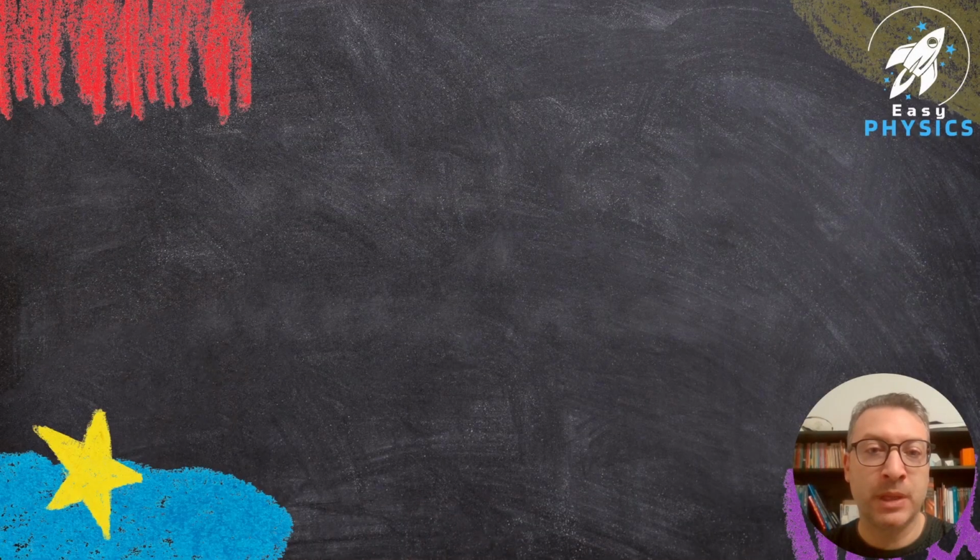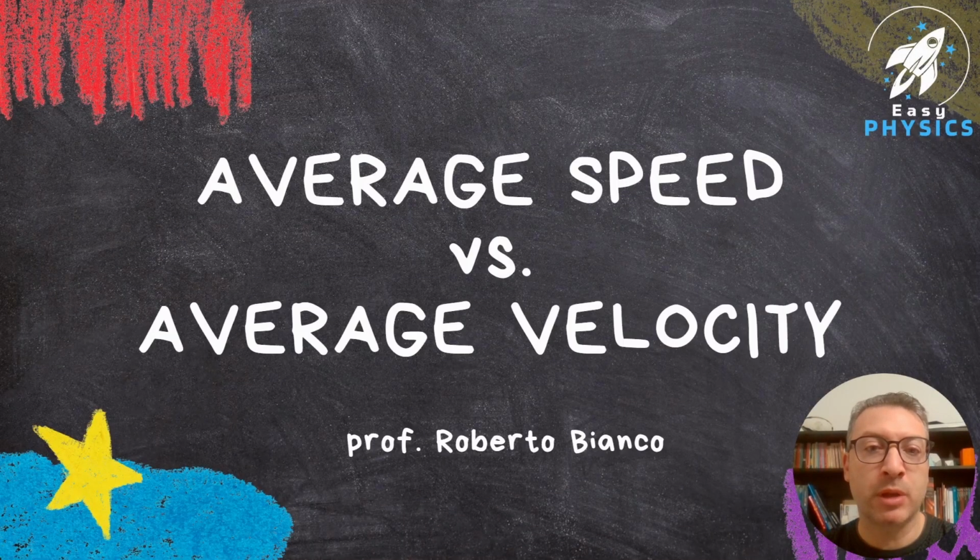Hi everyone! Today we're going to clear up one of the most common points of confusion in physics, the difference between average speed and average velocity. Many people use these two words interchangeably, but in a physics test mixing them up will cost you points. Let's consider a simple example.